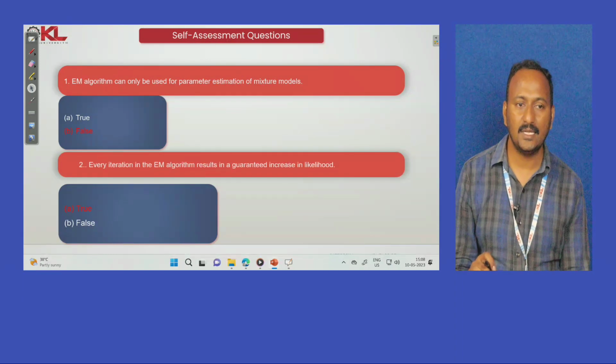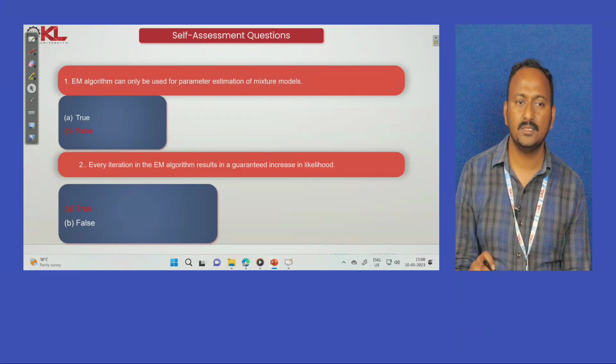The second one: every iteration in EM algorithm results in a guaranteed increase in likelihood. Yes, in every iteration our likelihood must increase. So this is true. These are the two self-assessment questions under this concept.